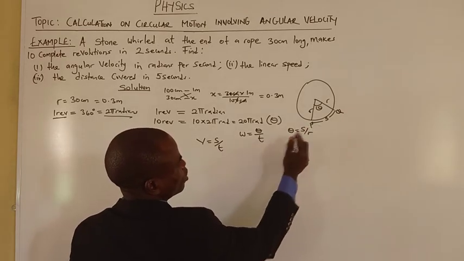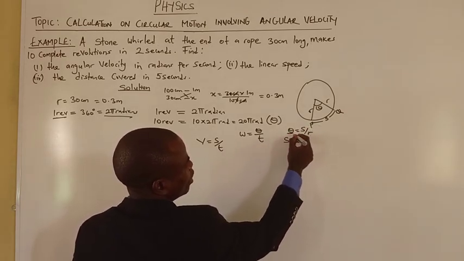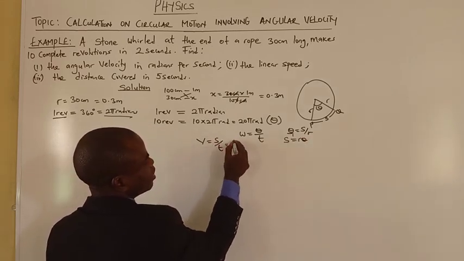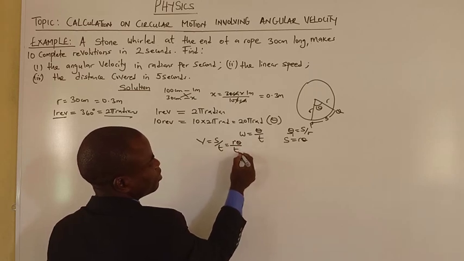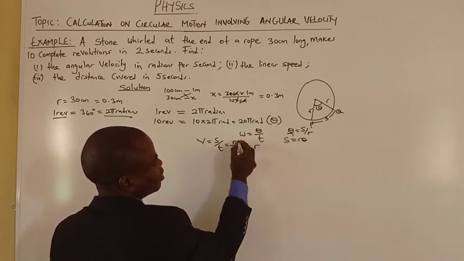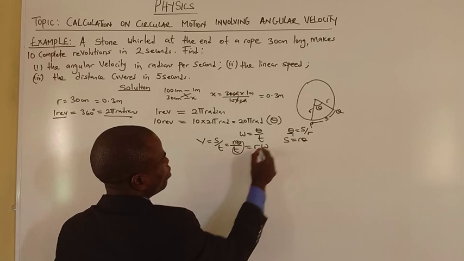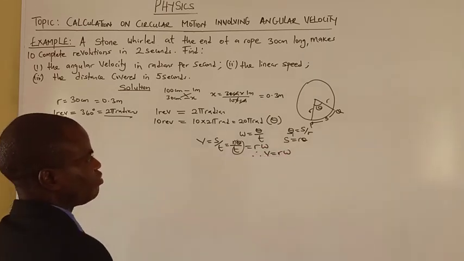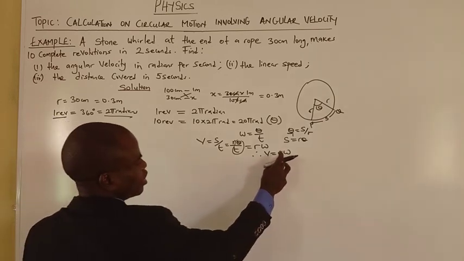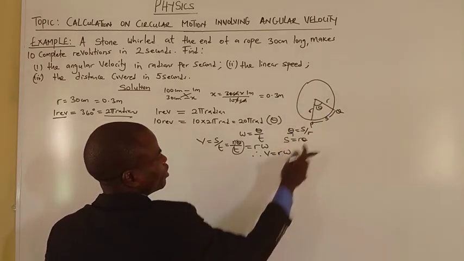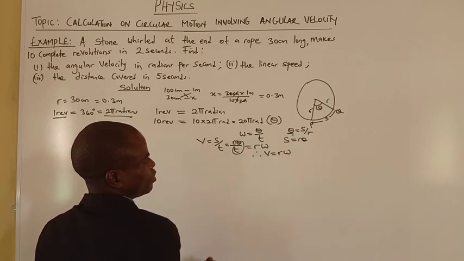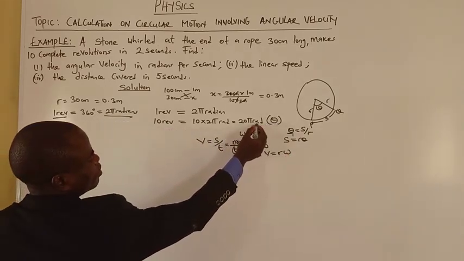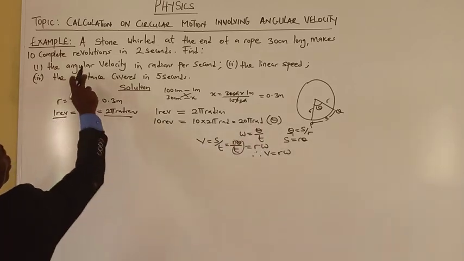Okay, since you have theta to be S over R, cross multiply over 1, S is R theta. You replace it here: instead of writing S, now write R theta over T. Now you have R theta over T is W, therefore V equals RW. These are the equations you relate together. That's linear velocity equals the distance from the center of the circle to the circumference times the angular velocity. Okay, now let's come back to the problem we are solving. This is our theta, 20 pi radian. You have to look for the angular velocity.